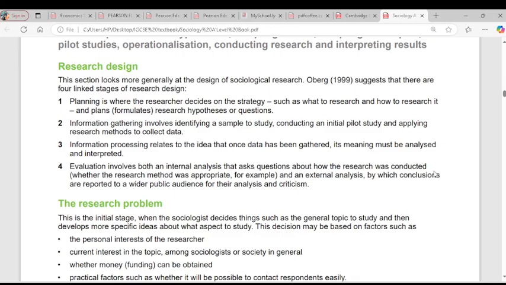And the last one is evaluation. For evaluation, it involves both internal and external. For internal, it's always about if the research is appropriate. Have you done it the right way? Are you sure that you have not used any unethical situation to put resources together or data together?